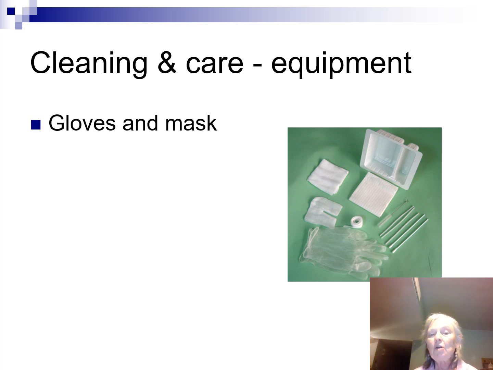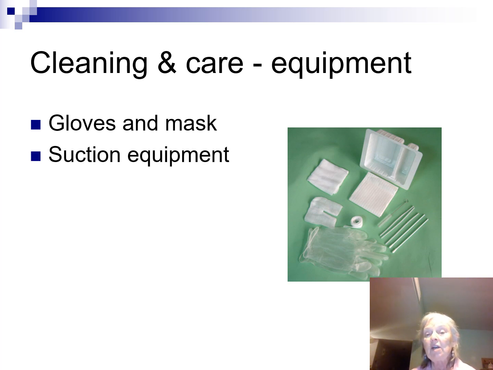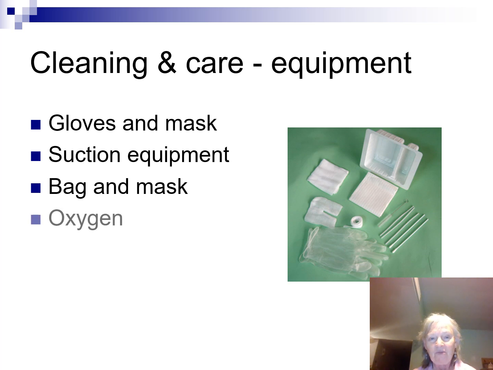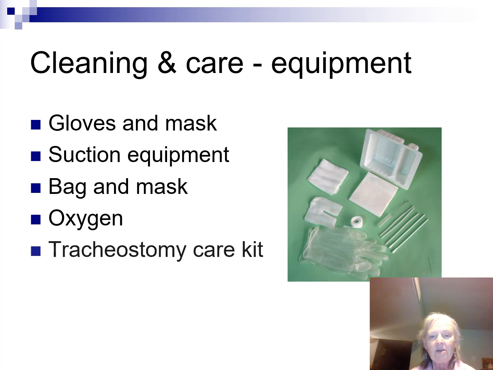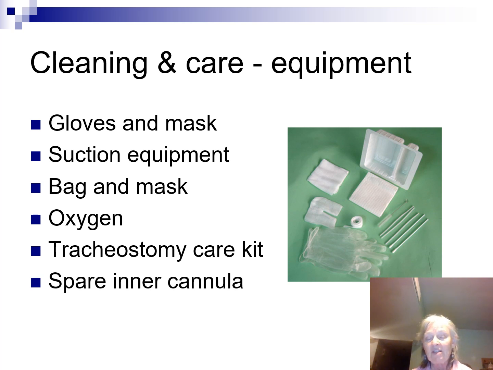So you always want to make sure you have gloves and a mask. You also want to make sure you have suction equipment, because sometimes before you do trach care, you may have to suction the patient. Sometimes you may have to suction them during the procedure, and sometimes you may have to suction them afterwards. And there's your bag of masks again that you're going to need for you. Oxygen, in case this patient needs to be oxygenated. The kit. And then spare inner cannulas.